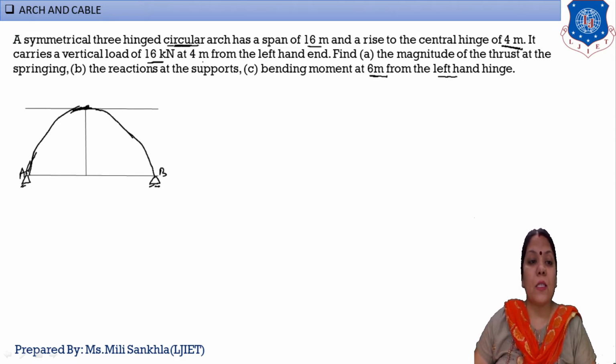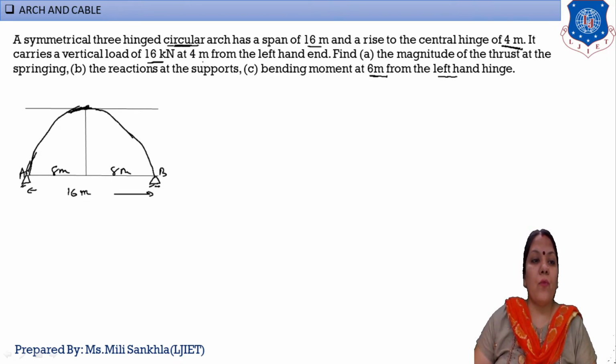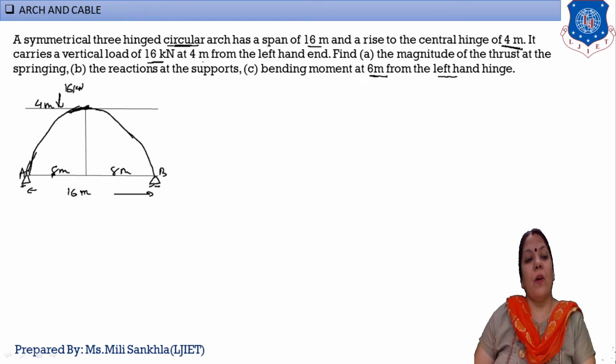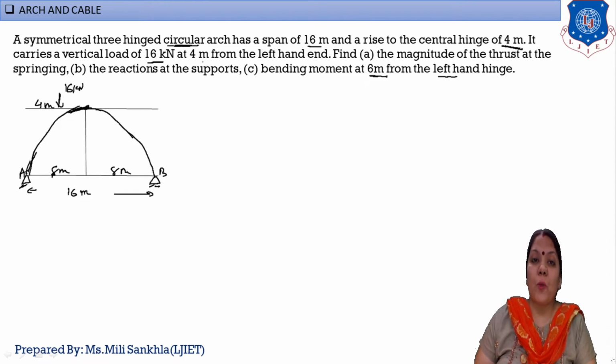This total distance is given as 16 meter, and this half distance is 8 meter and 8 meter because this is our symmetrical arch. And from the left hand side at 4 meter distance, half one, that means somewhere here, a load of 16 kilonewton, and the distance is given 4 meter. Now one by one we find out the values of support reaction.